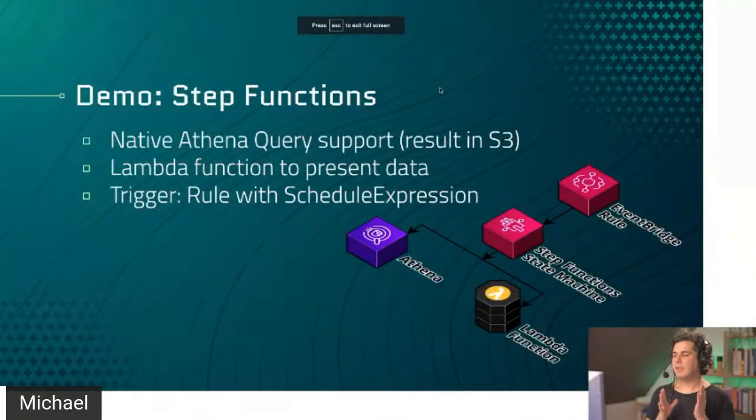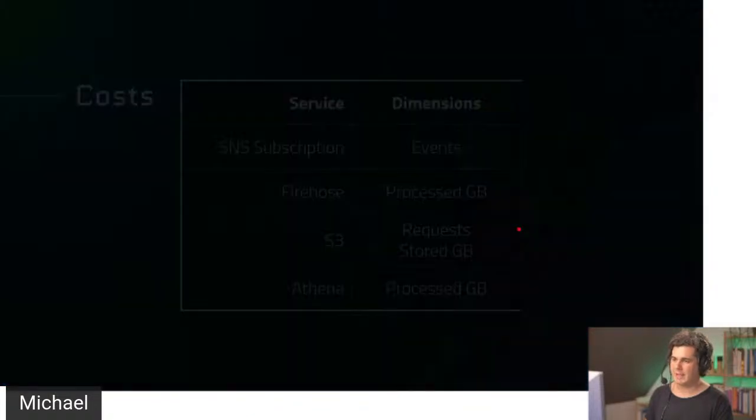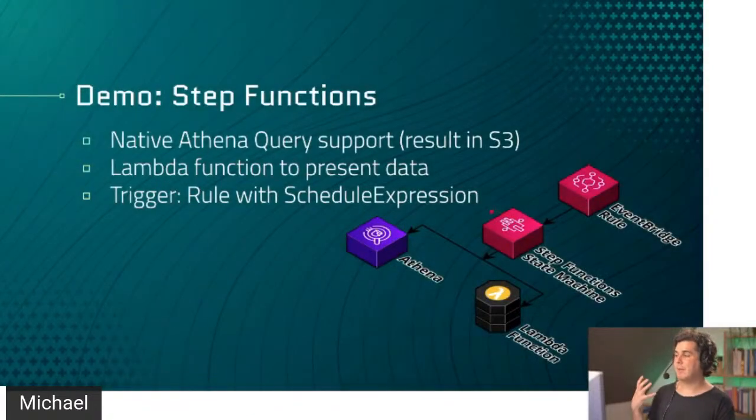So we can also have a quick look into what Step Functions does. As I mentioned, Step Functions is used to orchestrate the queries. Step Functions can natively run Athena queries. So you specify the SQL query, and Step Functions will execute that. And as a result, you basically get the path to the S3 bucket that contains the result.